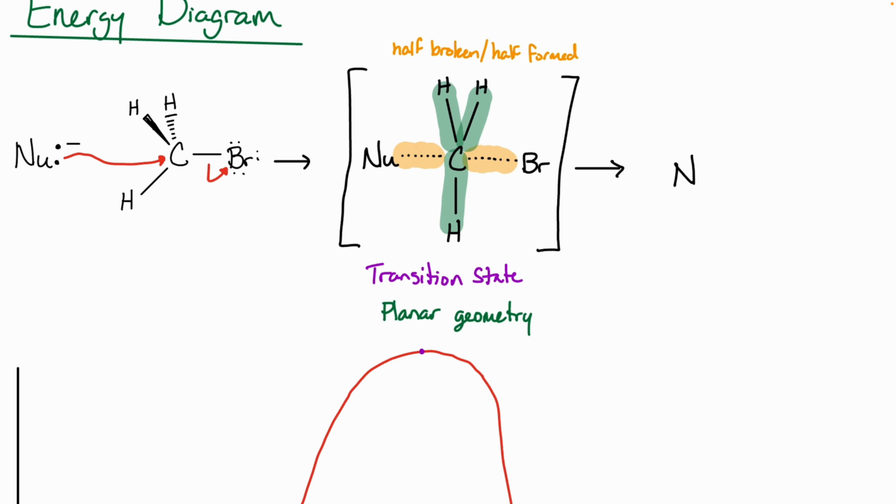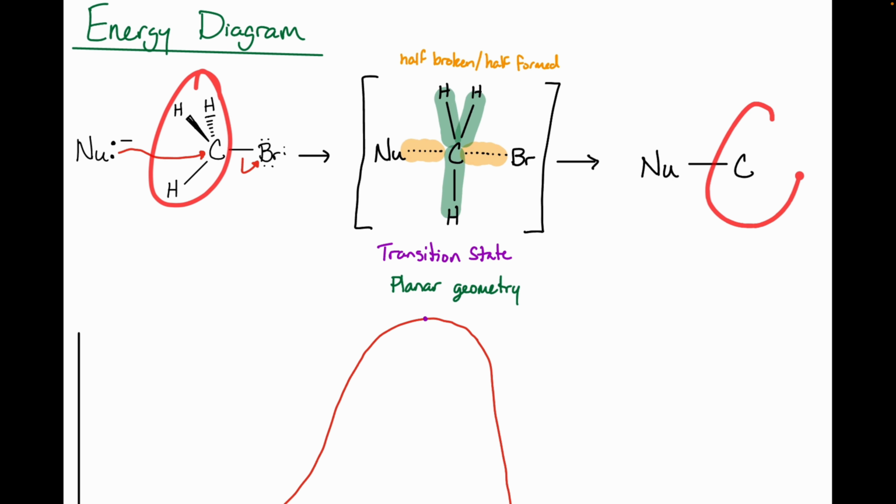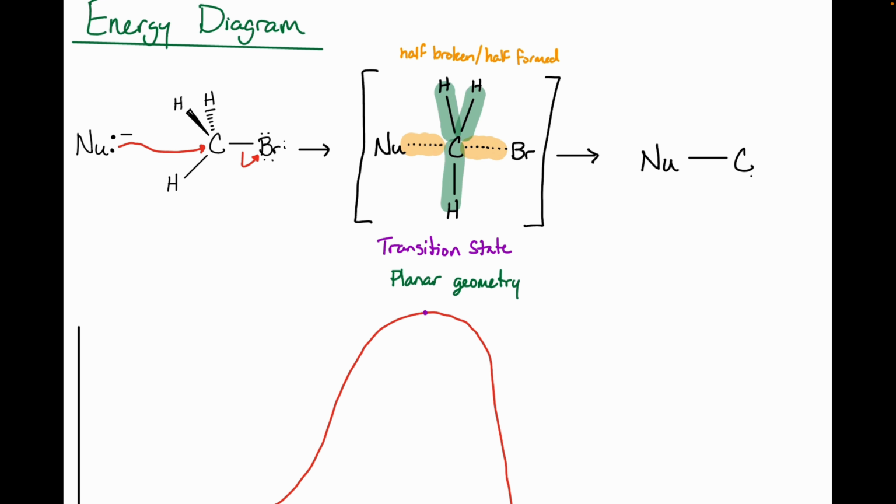Which means that when we get to the other side here, we have our nucleophile-carbon bond. Our hydrogens, all three of them, used to be pointing off to the left, away from that leaving group. Now what we're going to see is they're all pointed to the right, away from that nucleophile.